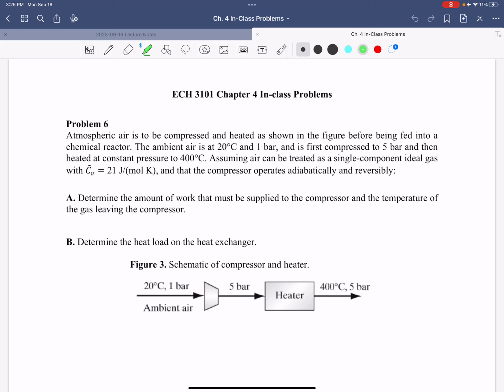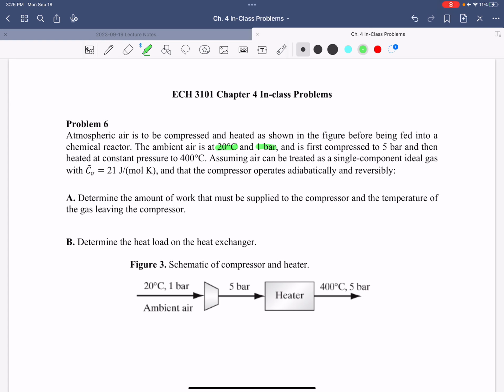In this problem, we will apply the open system entropy balance to a multi-component process. Here we're dealing with a process that takes atmospheric air, compresses it, and heats it before it goes inside a chemical reactor. The inlet air is at ambient conditions, at 20 degrees Celsius and 1 bar.